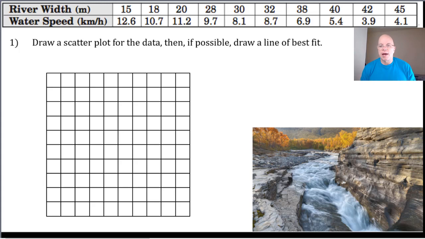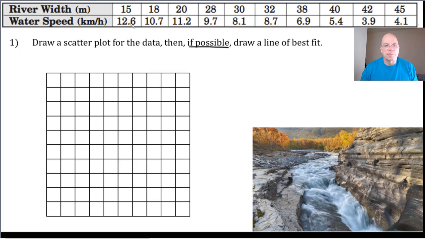Today we learned how to make scatter plots. We learned about lines of best fit, positive and negative correlations. I'm going to do problem 1 with you on the support video. It says to draw a scatter plot for the data, then if possible draw a line of best fit. If there's a correlation, we can draw a line of best fit. If it appears to be no correlation, of course there would not be a line of best fit.